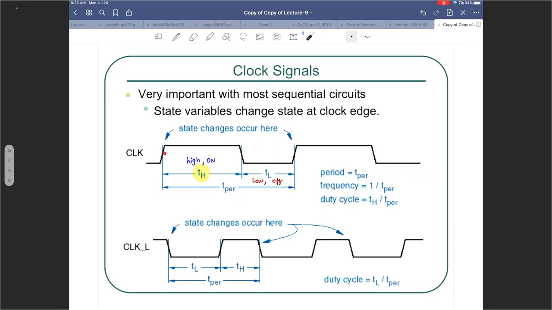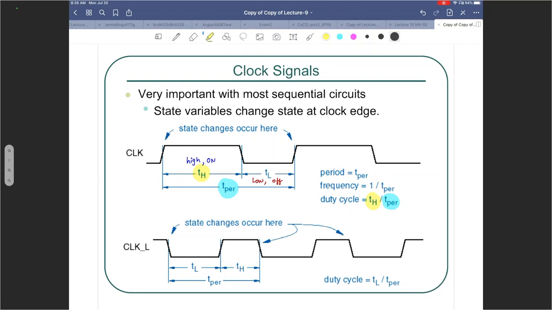So as you can see here, visually I can say the high time here is longer than the low time here, the off time. So the duty cycle of this particular clock signal seems to me to be greater than 50%. T sub PER is the time period of this clock. So that's one complete cycle. And this guy is in yellow. So you have the percentage of the time for which the clock spends in the high level, the active level, as a ratio to the total time period.